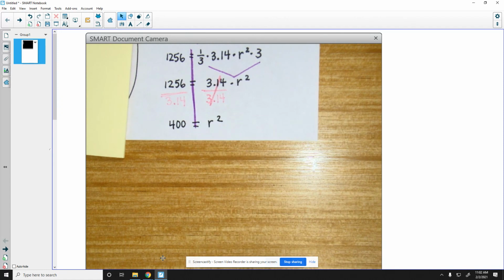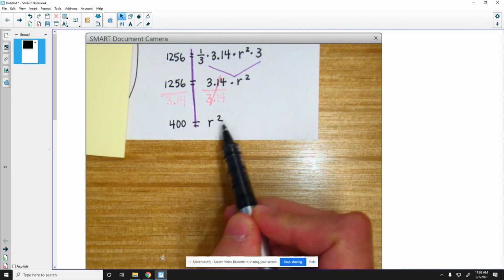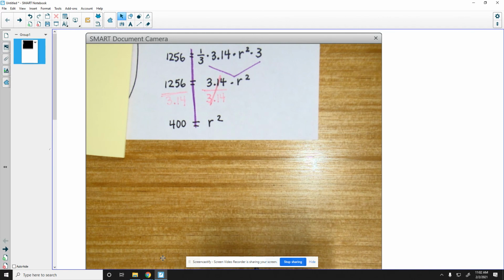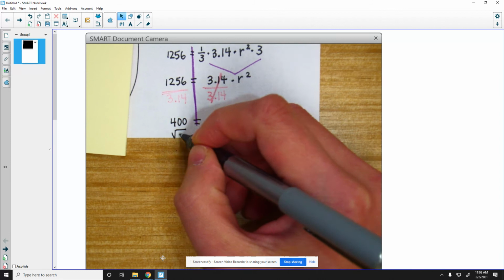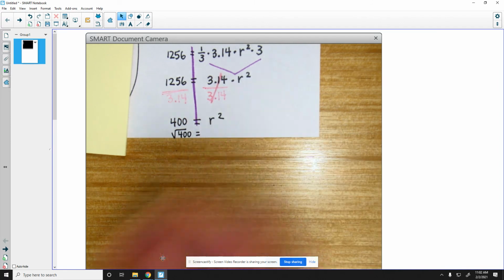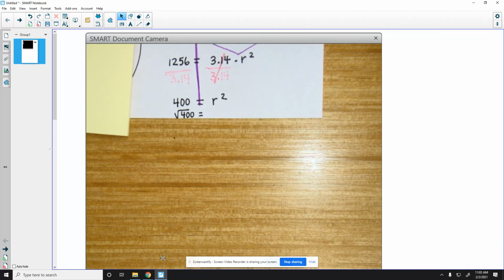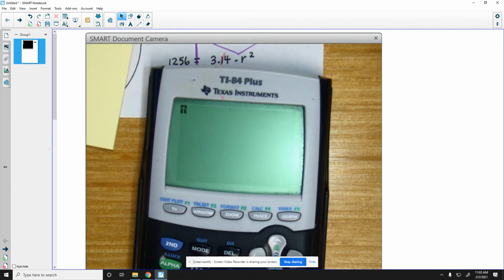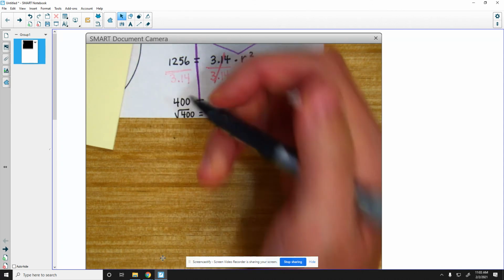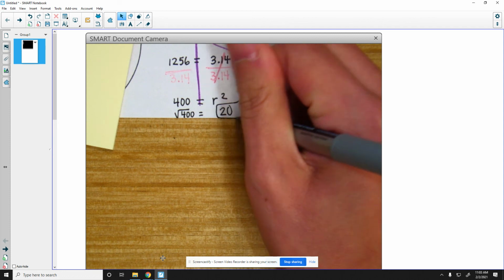That's not my answer. Just like Pythagorean theorem, I didn't want r squared. I just want r. Brooke, what do I do now? So square root it, right? Opposite of squaring something is square rooting it. Did anyone square root that yet? Sophia? Yeah. So do you see how like square root of 400 like that? So it's 20. So my r is 20. My radius here is 20.